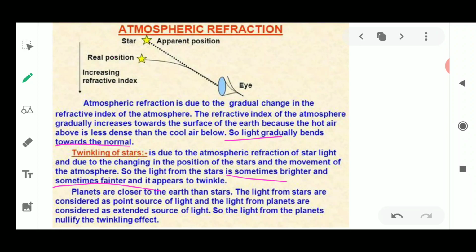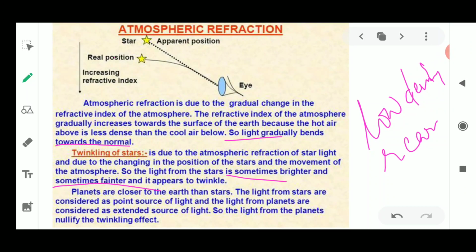As I told you, the hot layers of the atmosphere are present, and this hot air is going to have lower density. So they have low density. Once the low density air is present, it is going to be optically rarer. Now if the density is rarer, then what happens to the light rays which are going to cross this hot air as compared to the cold air? This cold air is highly dense and hot air is less dense.